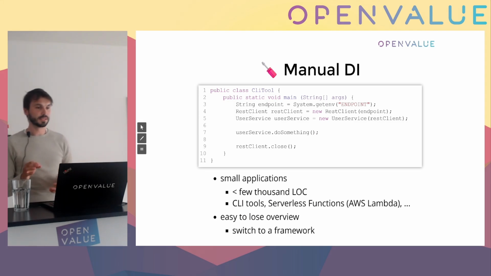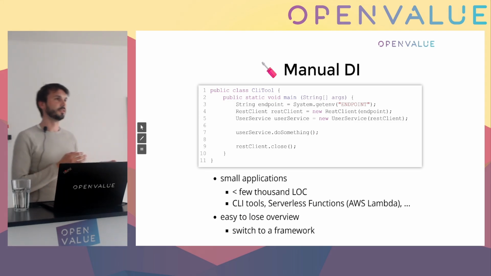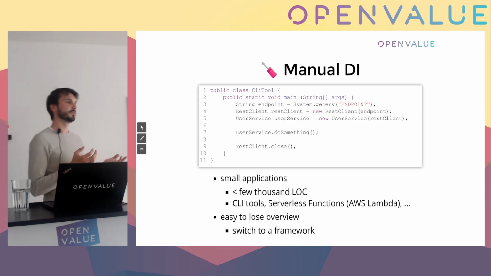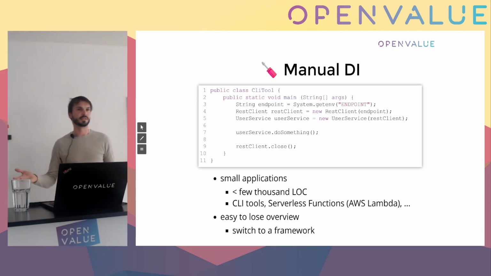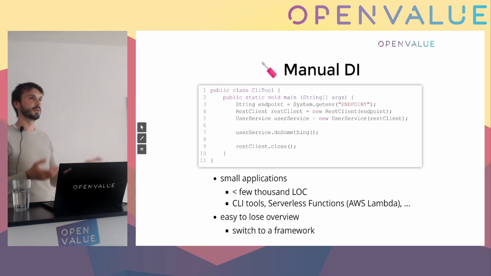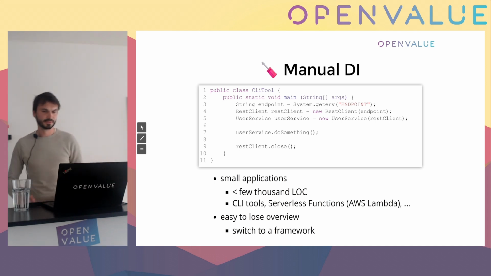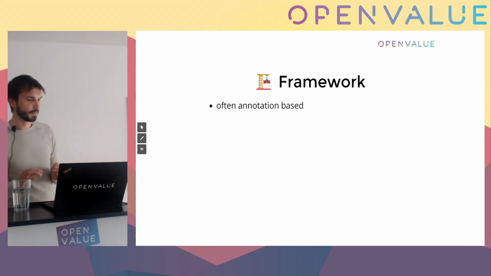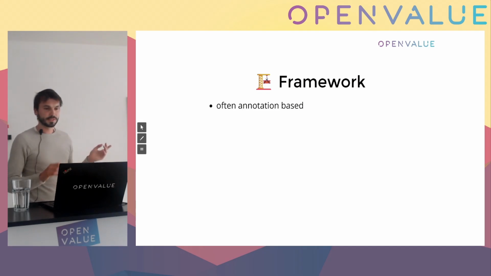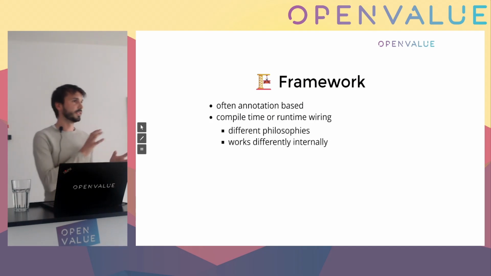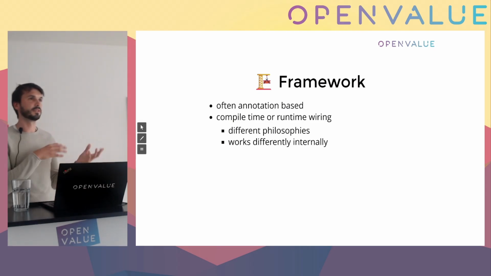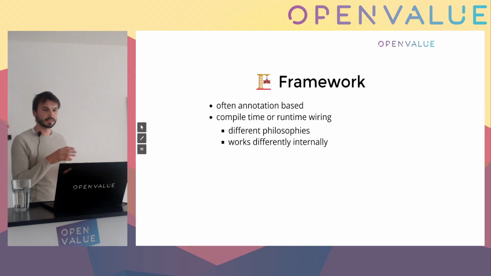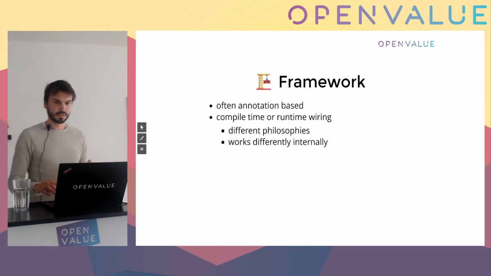But the thing is, you can always switch to a framework, and usually it's really simple. Imagine switching to Spring. All you have to do is annotate your dependencies and remove all that stuff, and then Spring does all the magic for you, right? So why not start like this and then go to a framework? That's what we're going to do now. As I said, frameworks are often annotation based, and you can roughly separate them into compile time and runtime. It's two different philosophies to do the wiring, and I'll explain later.